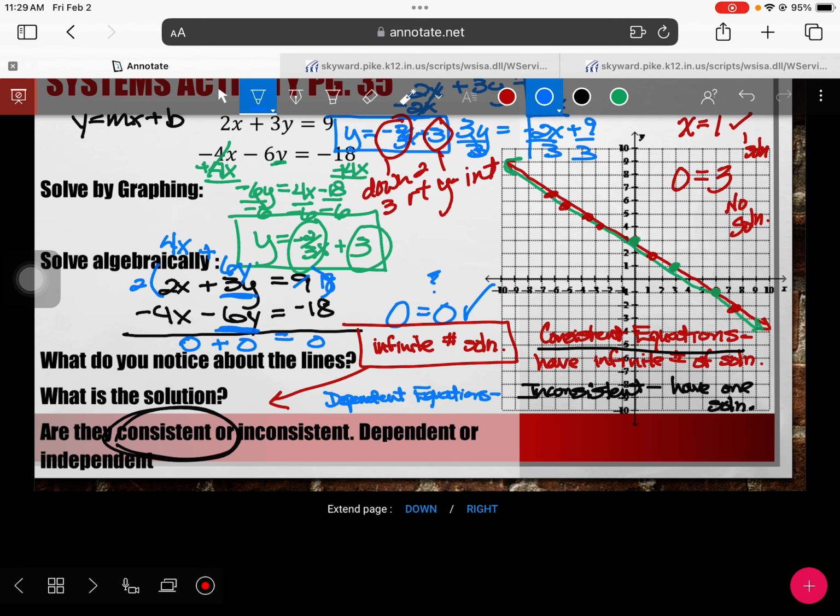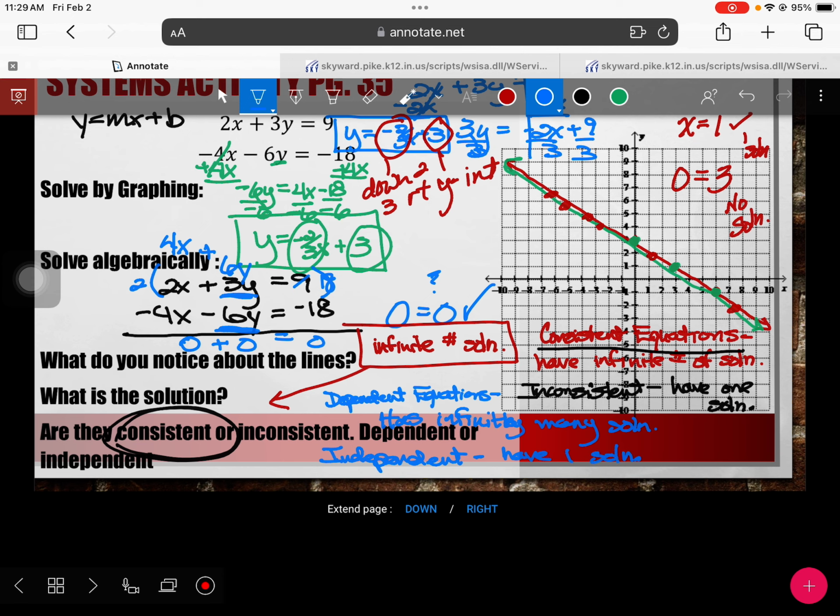Independent has exactly one solution. Okay, so I said dependent. Dependent has infinitely many solutions, and independent equations have one solution.